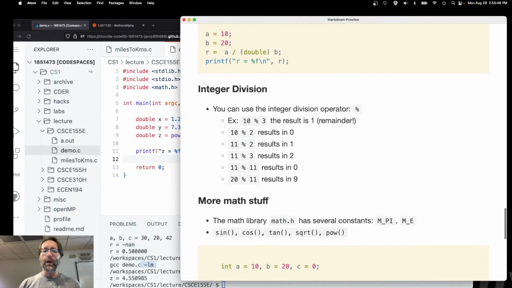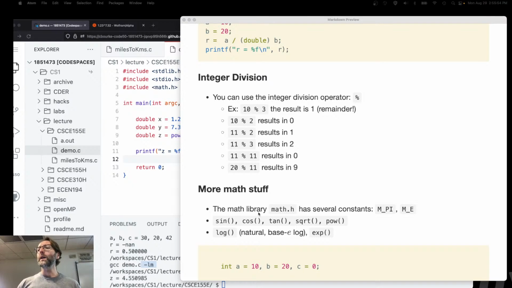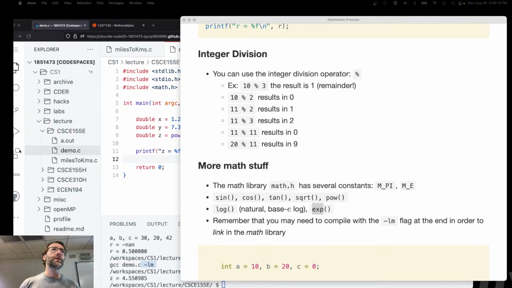But otherwise, sine, cosine, tangent, etc. You also have, say, logarithms. Right. Now, log is the natural base e log. If you need base 2 or base 10, you need to do conversions. Exp is e raised to whatever. You could use that pow function and put in e raised to 2 or something like that, but it's so common that they just put it into another function, exp. Right? And finally, again, remember that you may need to compile using that -lm flag in order to link into the math library and get it done. Right? What else is there?